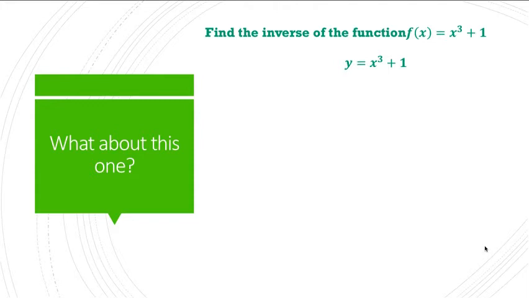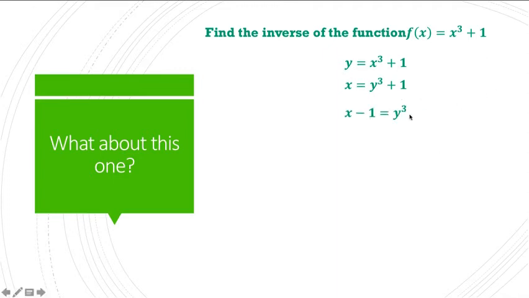And then my next step, which is where I create my inverse, is to switch the x and the y. Notice I only switch the variables. I don't switch any of the operations. So now I have x equals y to the third power plus 1. And now I want to solve for this y. I want to get the y by itself. So I would start by subtracting the 1 from both sides.